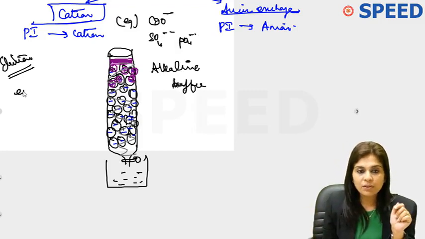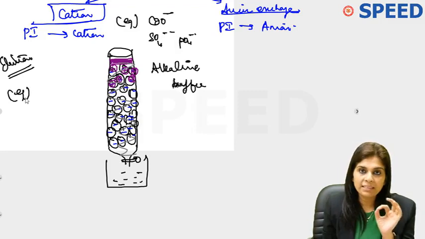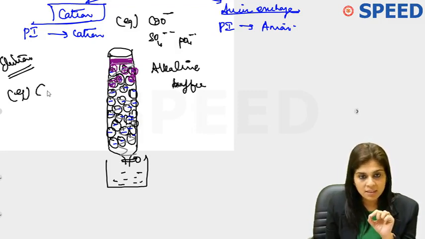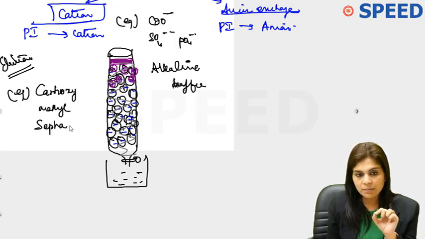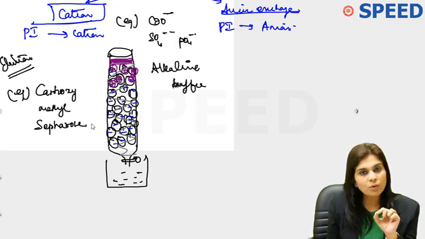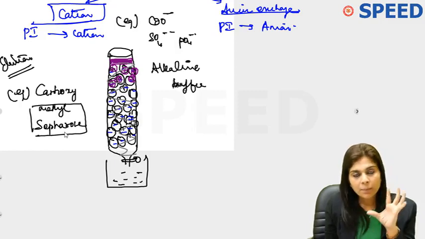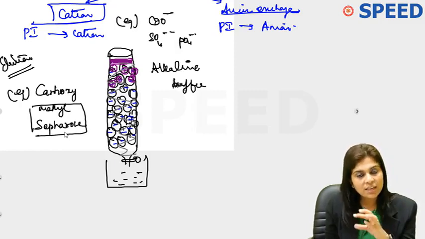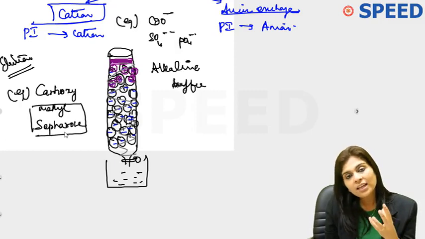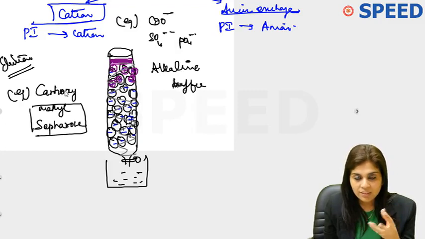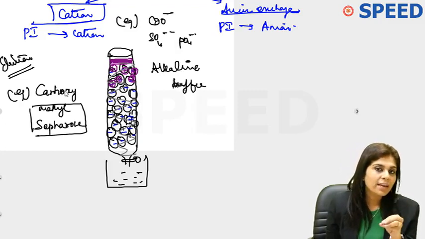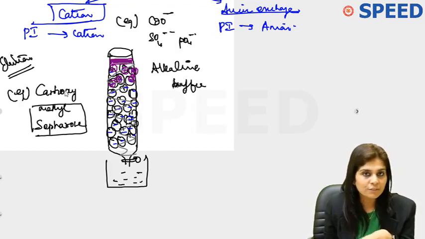So example for cation exchange column is carboxy methyl sepharose. What does it mean? Methyl sepharose tells you about the bead. Beads are made up of methyl sepharose. Carboxy methyl sepharose tells you that the bead is attached to carboxyl group, negatively charged group. Okay, so C for C. Example for cation exchange is carboxy methyl sepharose.